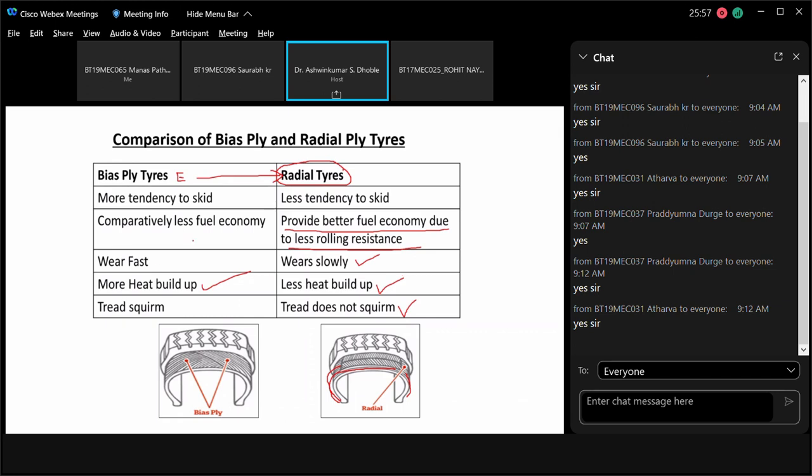The dealership people or those who sell tires are not going to use the term bias ply. They will say one is a normal tire, normal meaning bias ply tire, and the second one they will say is the radial tire. So go for the radial tire compared to the normal tires. Okay, so this is regarding the bias ply and radial ply tire.